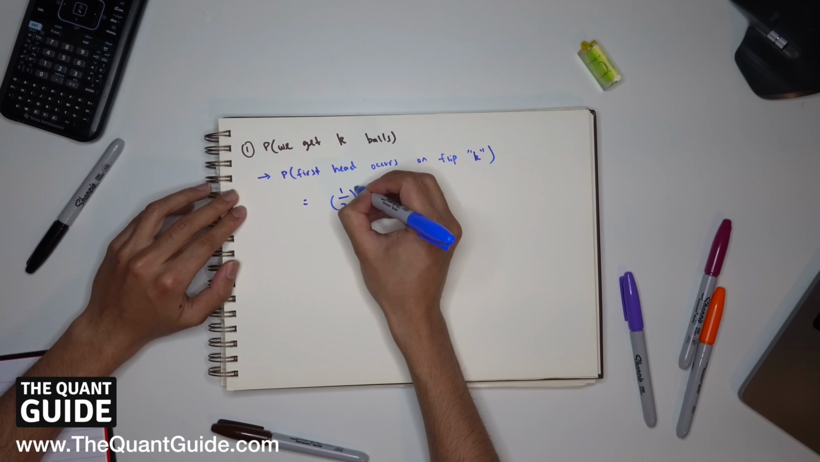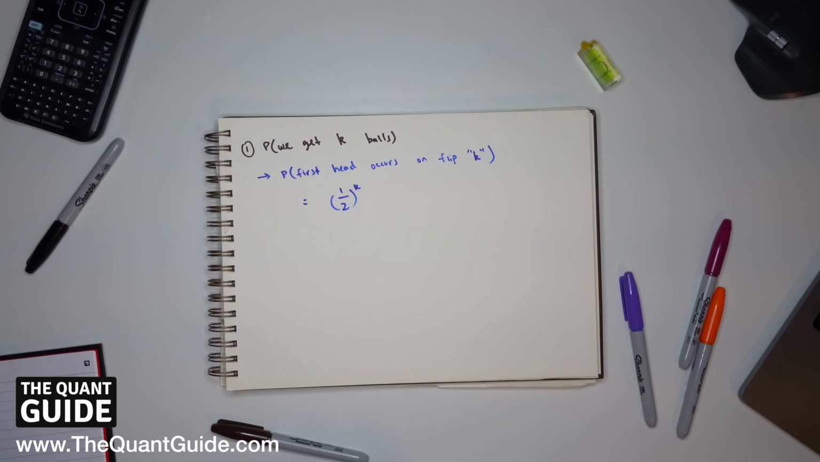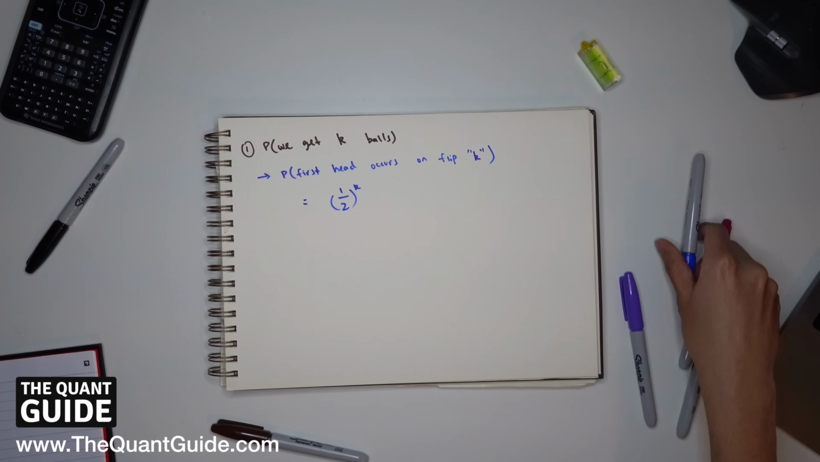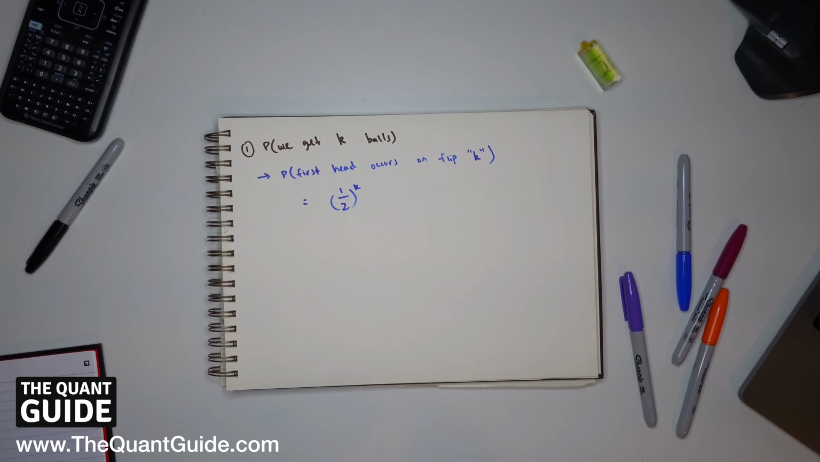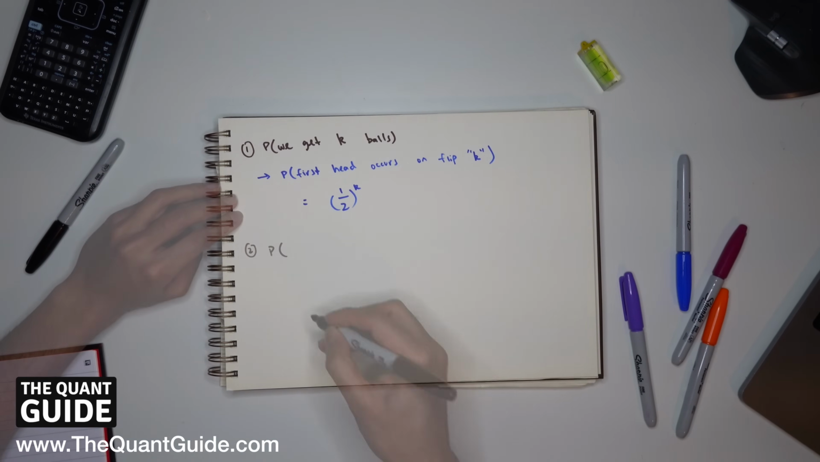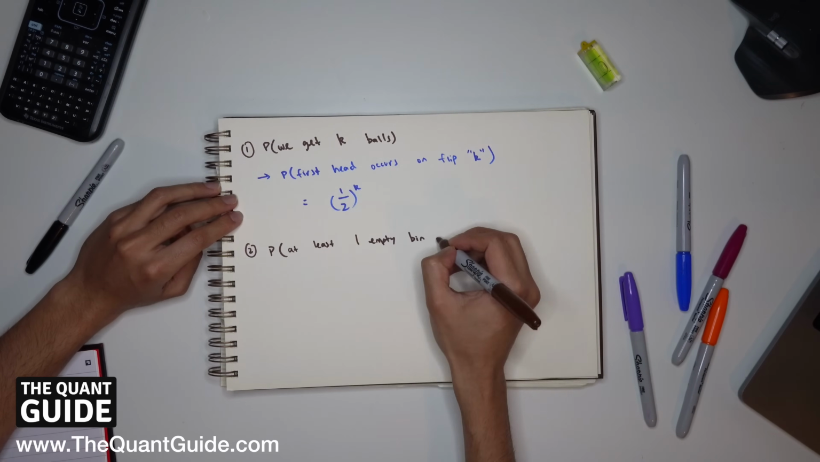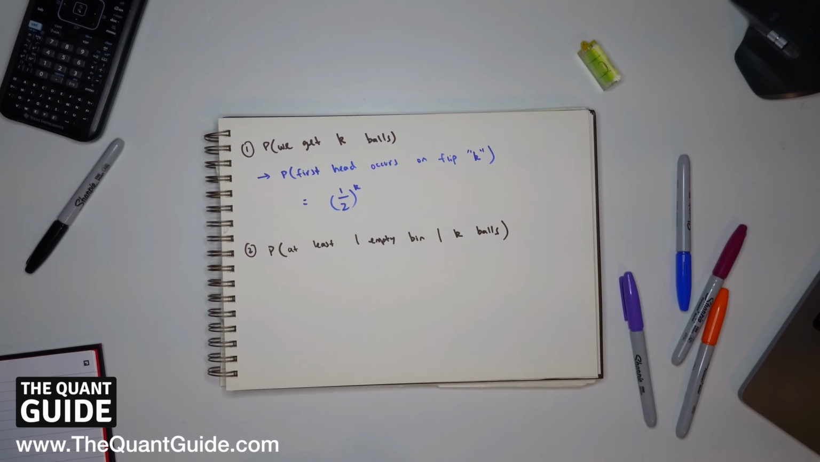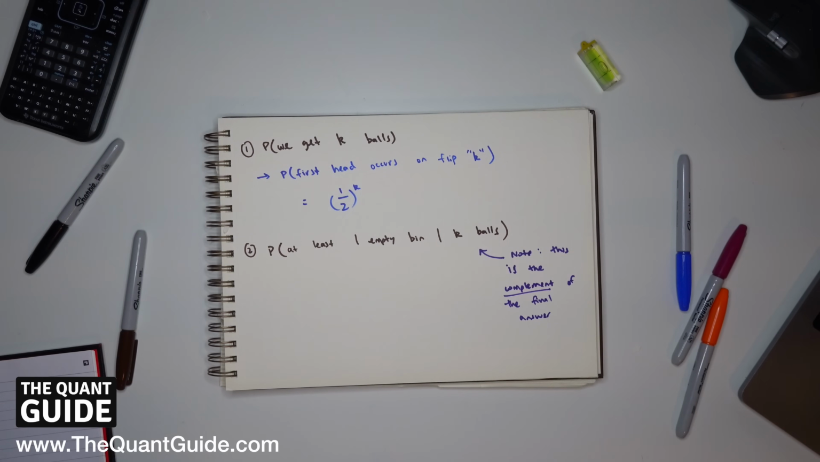The probability that no bins are empty, given that the first head occurs on flip k, is equal to the probability that no bins are empty, given k balls are placed into the bins. We can calculate this by determining the probability of the complementary event: the probability that at least one bin is empty, given k balls are placed into the bins. To calculate this, we can use the principle of inclusion-exclusion.